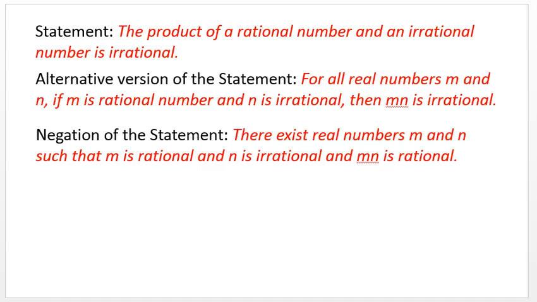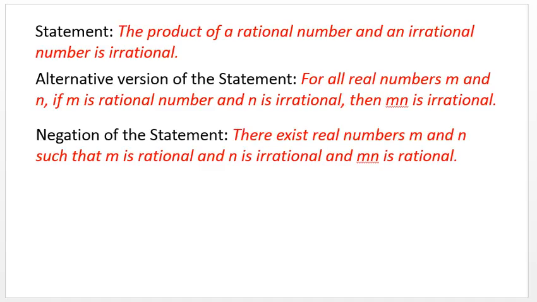I think it's helpful to take that statement and translate it into mathematical language. What we're really saying there is, for all real numbers m and n, if m is rational and n is irrational, then the product m times n is irrational. If we think that statement is true, we're to prove it. If we think it's false, we're to come up with a counterexample.